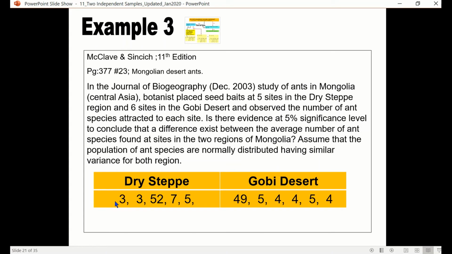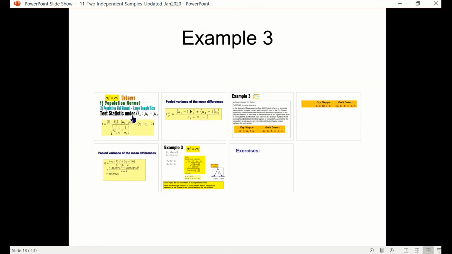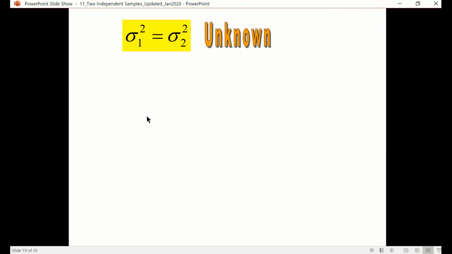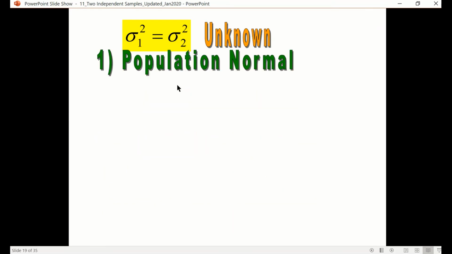So here, what is given to us is that the populations for both data are normally distributed, and the sample size is quite small. For dry steppe you have 1, 2, 3, 4, 5, and for the Gobi Desert you have 1, 2, 3, 4, 5, 6. So this is a small sample size, but the populations come from a normal distribution. And again, the variance is assumed to be the same for this problem.